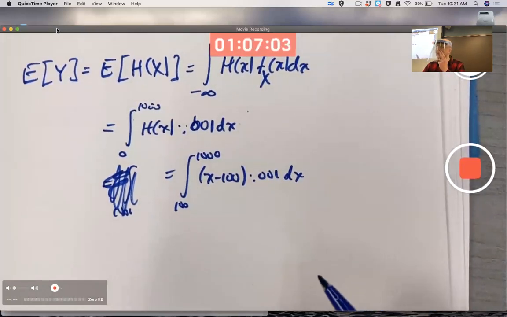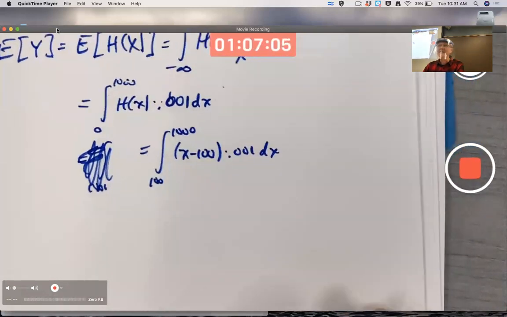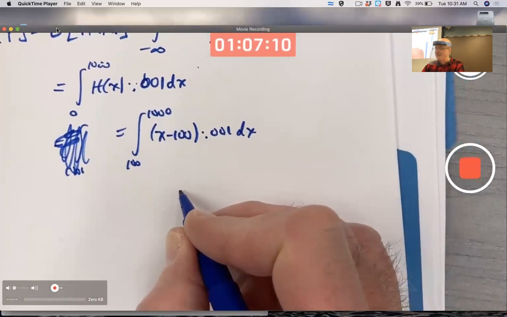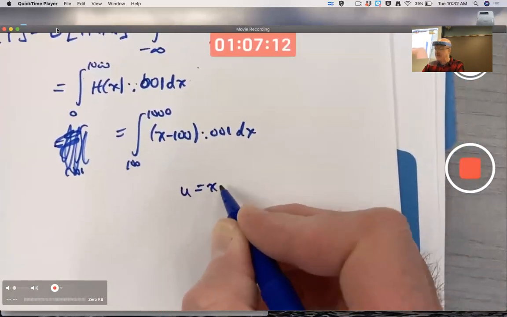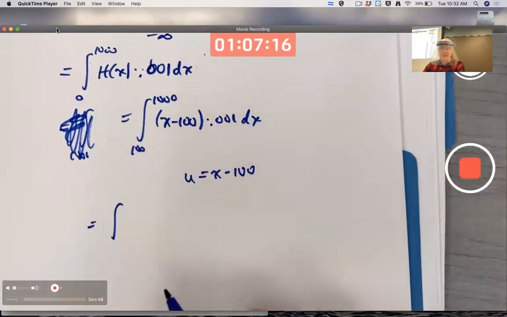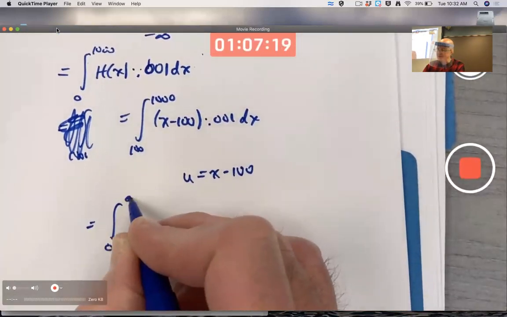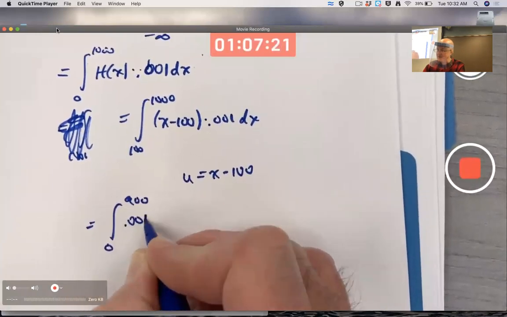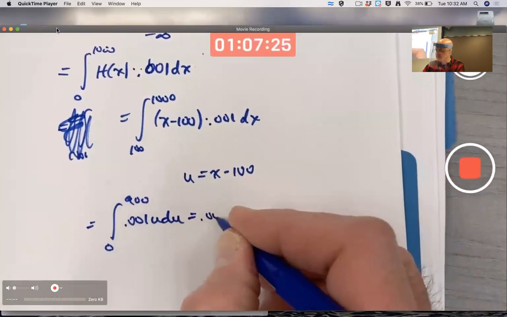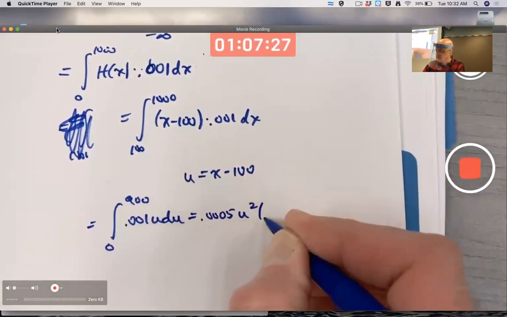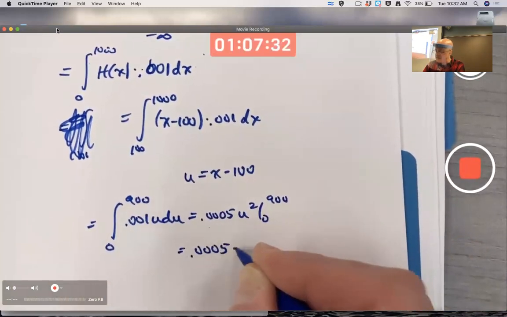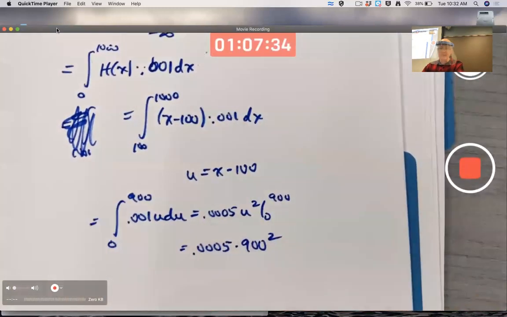And you don't have to do this, but it might be a little easier conceptually if you do a substitution, u or w or whatever you want to be x minus 100, because then you can change the limits of integration to be 0 to 900. I didn't have to do that. In the end, you're going to get 0.0005 times 900 squared for the mean.